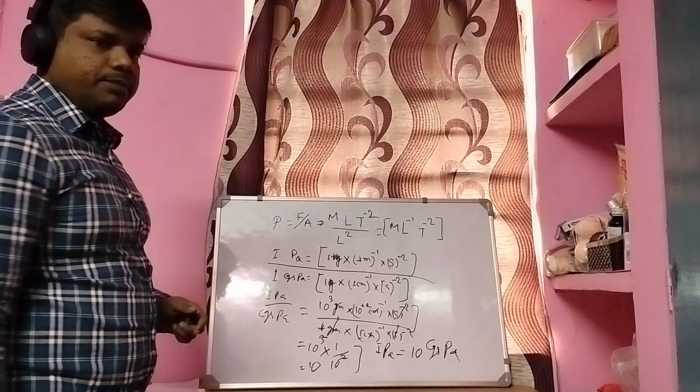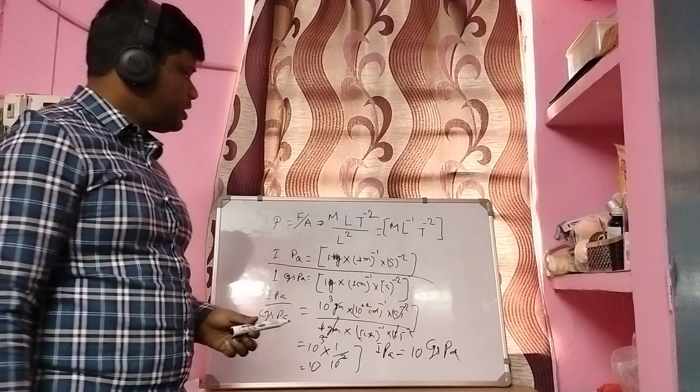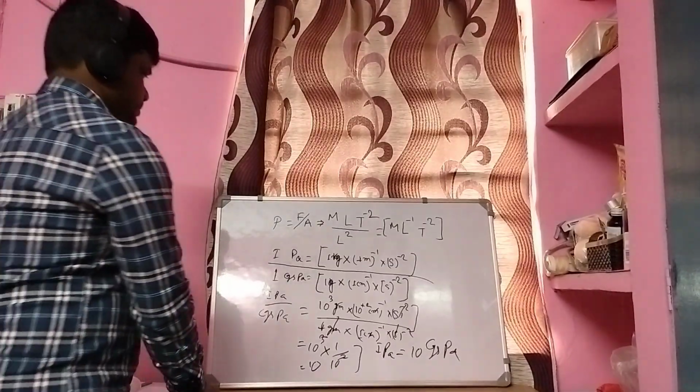So I think that it is very much clear. This way there are several other quantities also which we can convert. Understood?